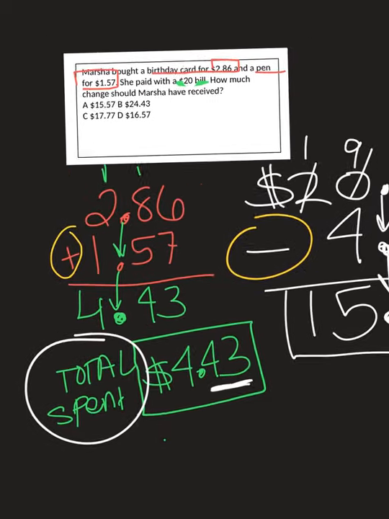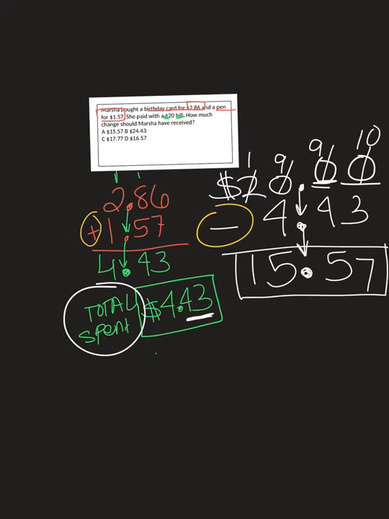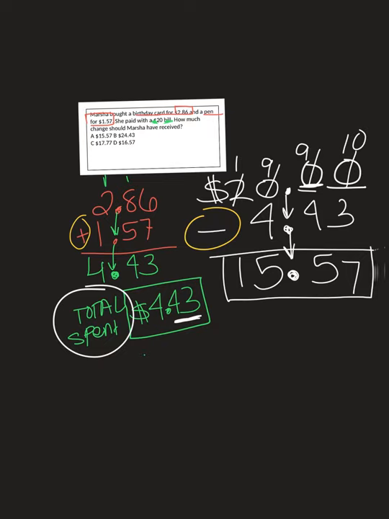So let's see if you can find the answer choice on there. I was supposed to leave that blank, but I went ahead and did it all for you, so you're welcome. So that's how you would solve this two-step problem of adding and subtracting decimals.